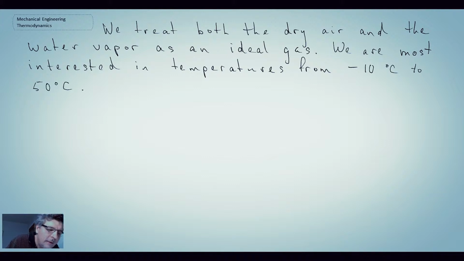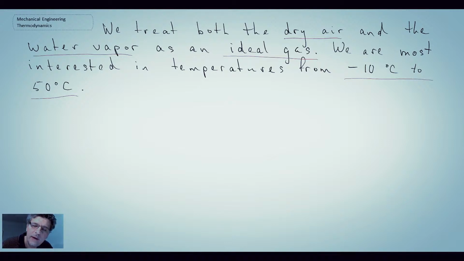So typically what we do is we will treat both the dry air and the water vapor as an ideal gas. So we make that approximation. And the temperatures that we typically deal with when we're dealing with HVAC tend to be in the range of about -10 up to about 50 degrees C. Now there are conditions where you can get temperatures lower than that. However, that is typically what we'll be approximating when we go through a lot of our analysis.